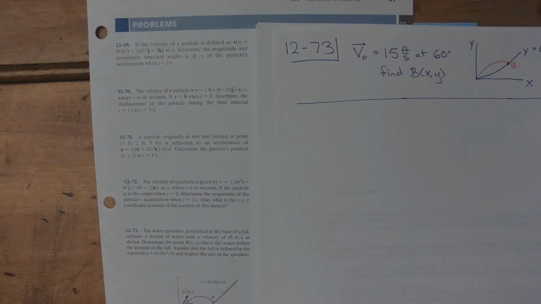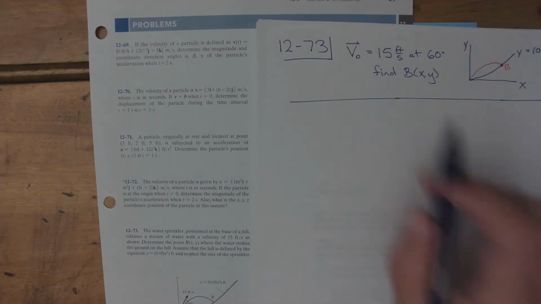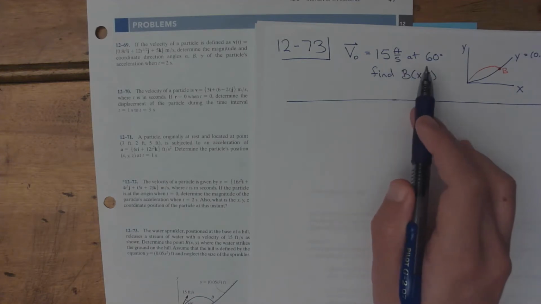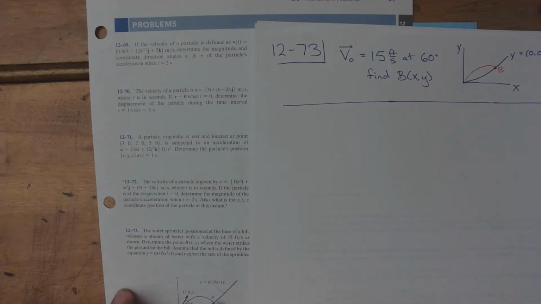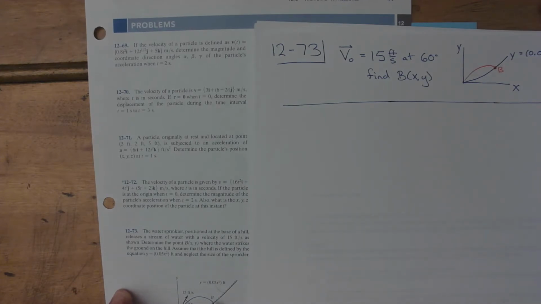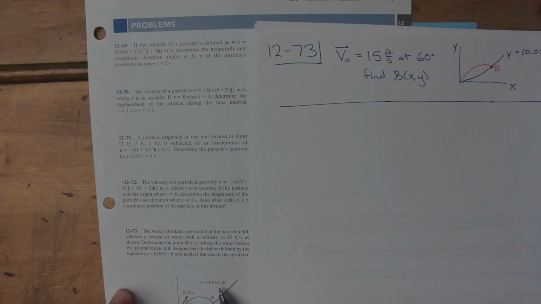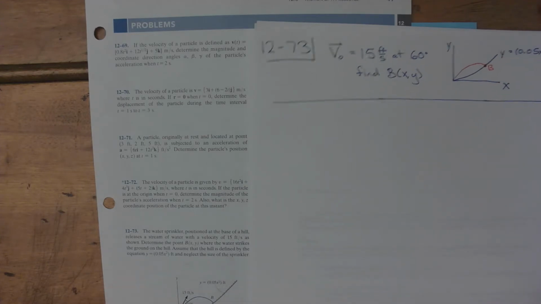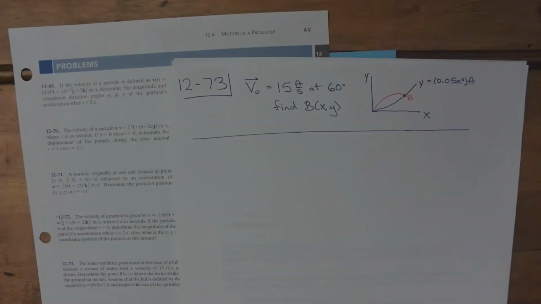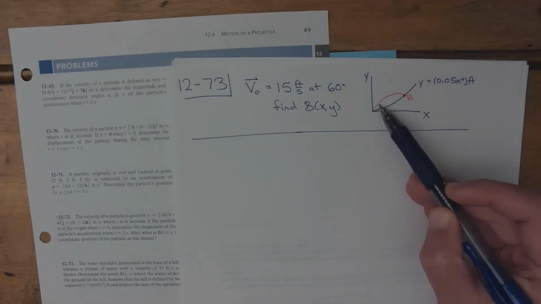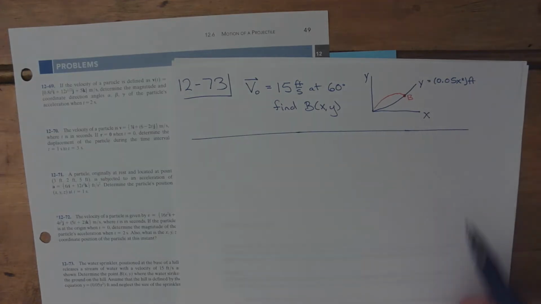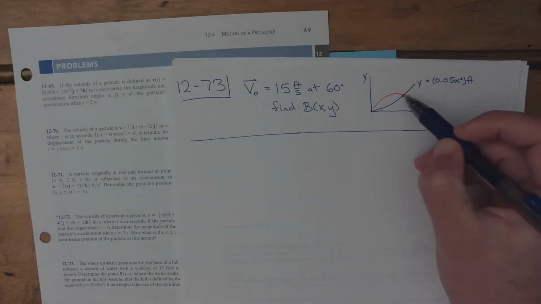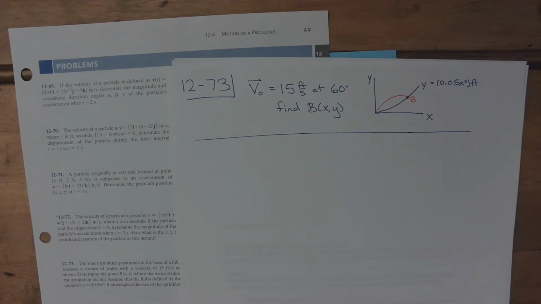So the initial angle is 60 degrees, so our initial velocity is 15 feet per second at 60 degrees. We want to determine the point B, where the water strikes the ground on the hill. Assume that the hill is defined by the equation y equals 0.05 x squared feet, and neglect the size of the sprinkler. Okay, so I have a diagram of what's going on here. In red, I'm showing the path of the water, and in blue, that is the equation for the hill. So I want to figure out where those two lines intersect at point B.